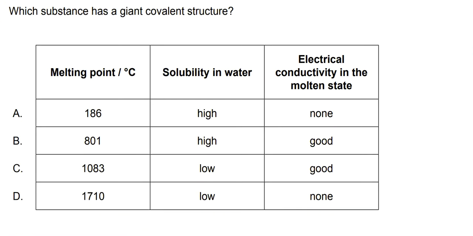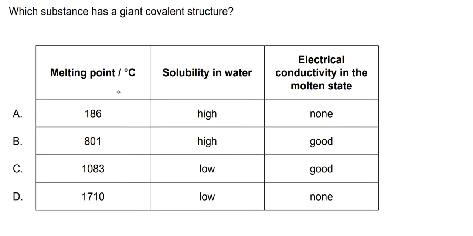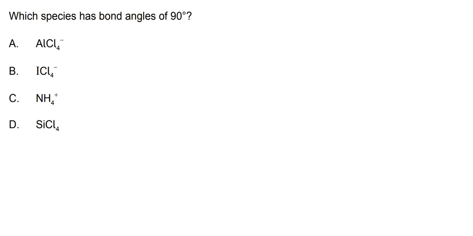Which substance has a giant covalent structure? One of the properties of giant covalent structures is a high melting point, so these are eliminated. Giant covalent structures have no solubility in water. Electrical conductivity in the molten state: there should be no conductivity at all, even in the molten state, so D is our correct answer.